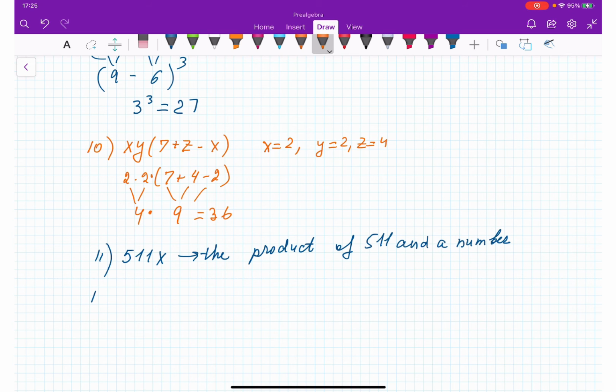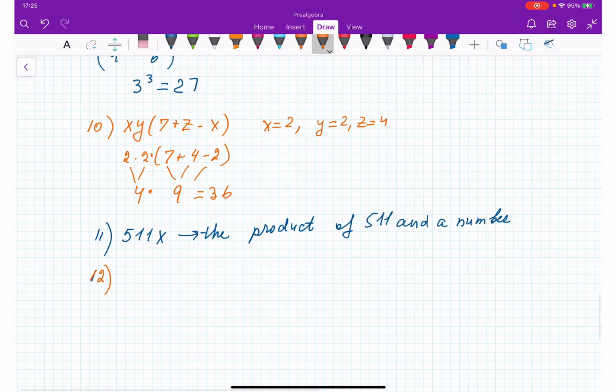Number 12. Write down in math terms the quotient of 4 and x. Sorry, the quotient of 4 and x. 4 and x, the quotient. Okay. Question number 13.